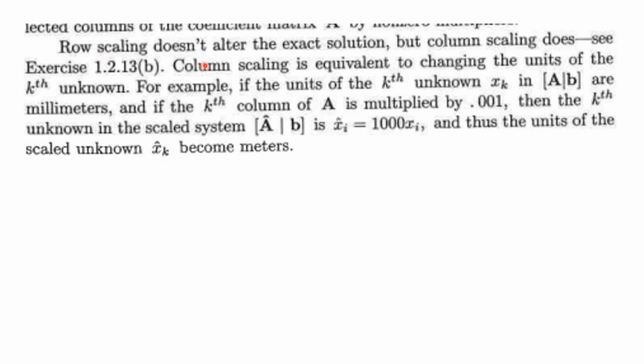Now, recall that row scaling does not change the exact solution, but column scaling does. And so column scaling is equivalent to changing the units of the kth unknown. For example, if the units of the kth unknown, x sub k, are millimeters and the kth column is multiplied by 0.01, then the kth unknown in the scaled system is 1,000 times x sub k, and the units of the scaled unknown become meters.